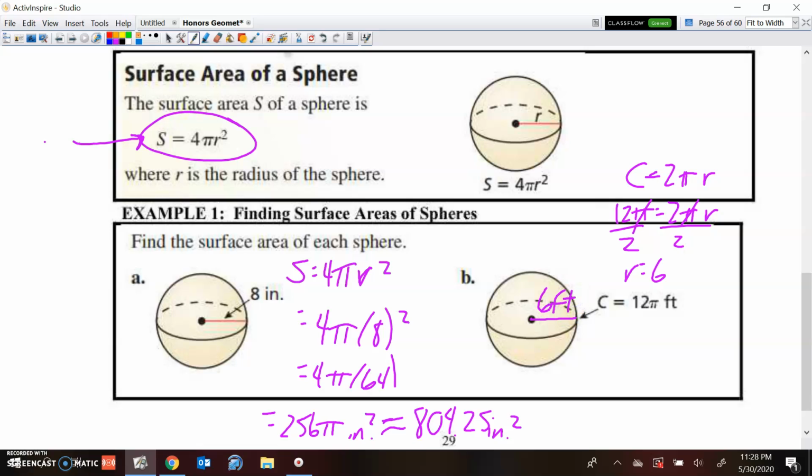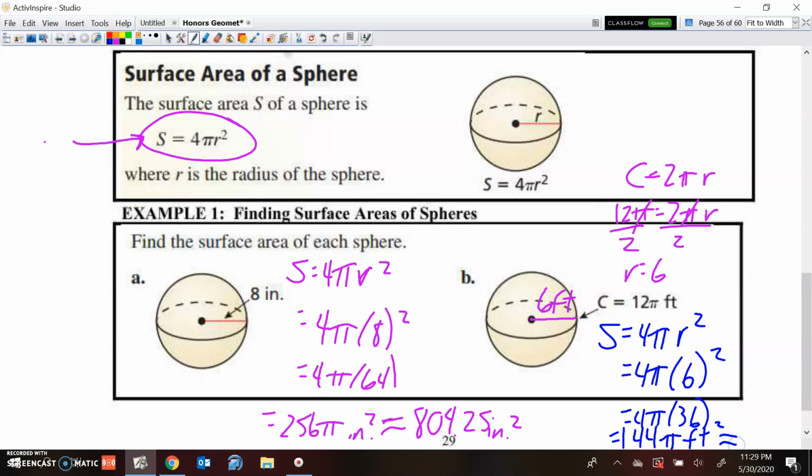Now the formula that I can put in for the surface area is 4 pi r squared. I can replace the radius now with 6, which is why I had to do that. So I get 4 pi times 36, which turns out to be 144 pi feet squared, which is approximately 452.39 feet squared. All right, let's go ahead and try some on the next page.